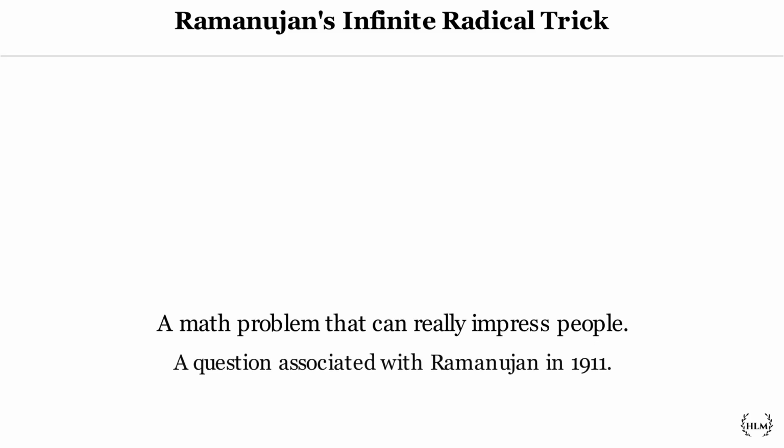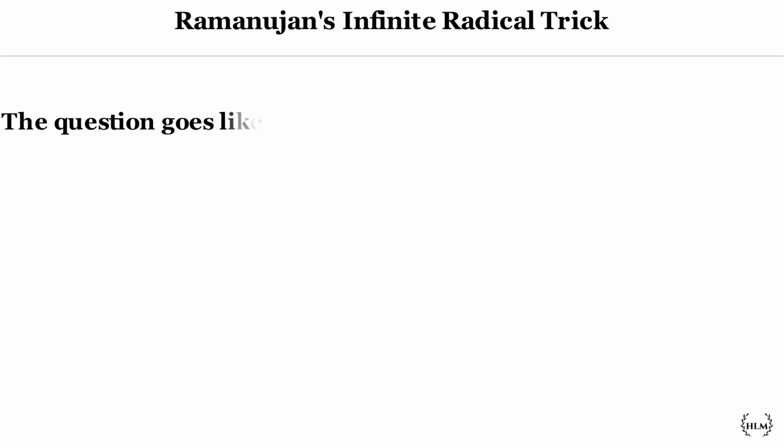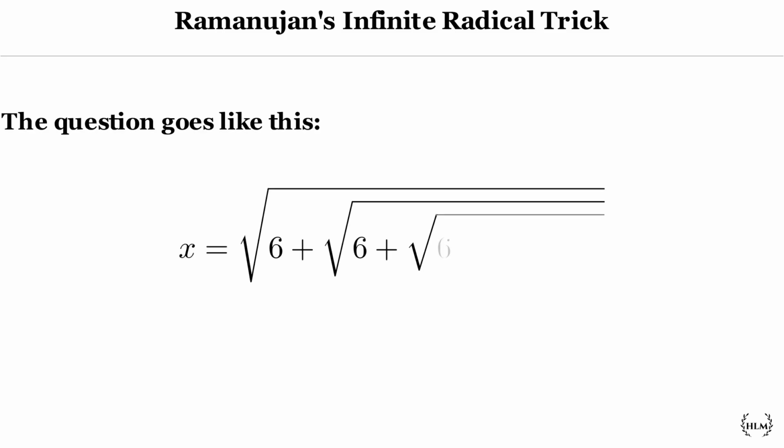There's a particular math problem that you can solve to impress adults or parents, a question developed by Ramanujan in 1911, an Indian mathematician. And basically the question goes like this. If you take the root of 6 and then add that in itself plus root of 6, and then keep going on forever, plus root of 6, and then you go on infinitely.